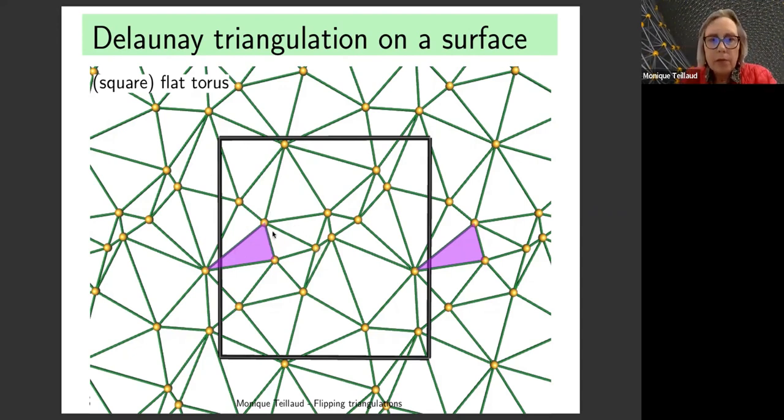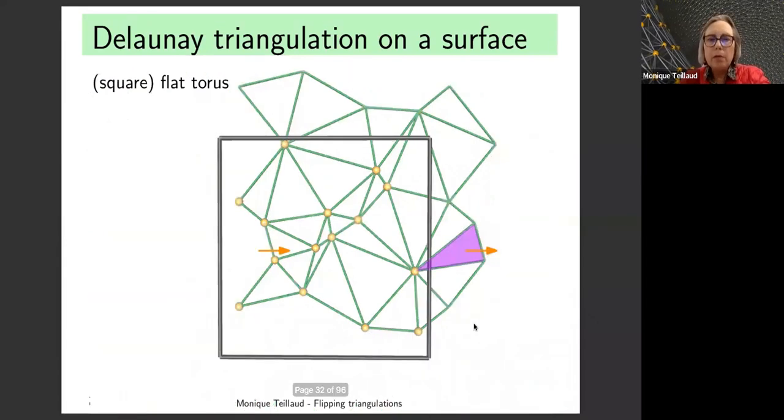And so we have a periodic triangulation. Each triangle, like this purple one, has infinitely many copies. And the Delaunay triangulation is actually just what you get with only one lift of each of the triangles. And you have adjacency relations between triangles like this, represented, for instance, by this arrow.